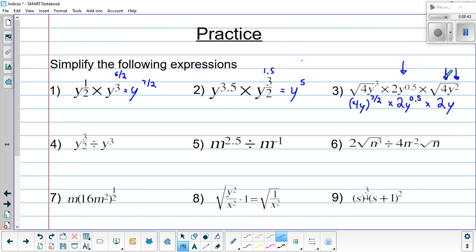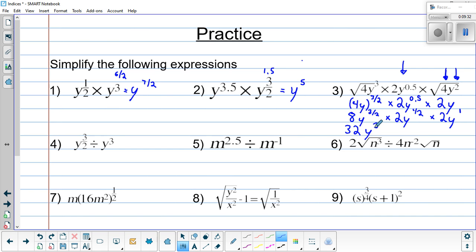So, I'm going to break up this one a little bit more on the front, because I can bring that 4 out there, right? So here, I can take the square root of 4, which is 2. 2 cubed is 8. So you get 8 y to the 3 halves times by 2y to the half times by 2y to the 1. So 8 times 2 times 2, 8 times 2 is 16, times 2 is 32, and then we're just adding all these indices. So 3 halves and a half is 2, and 1 is 3. Okay, that one's quite difficult, so moving on to something a little bit nicer.